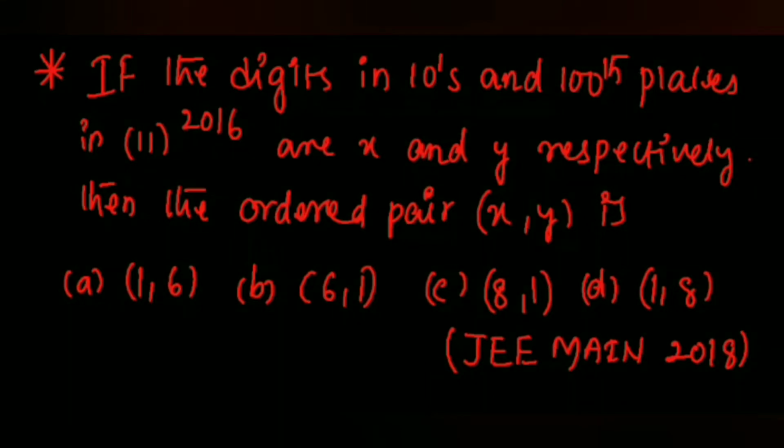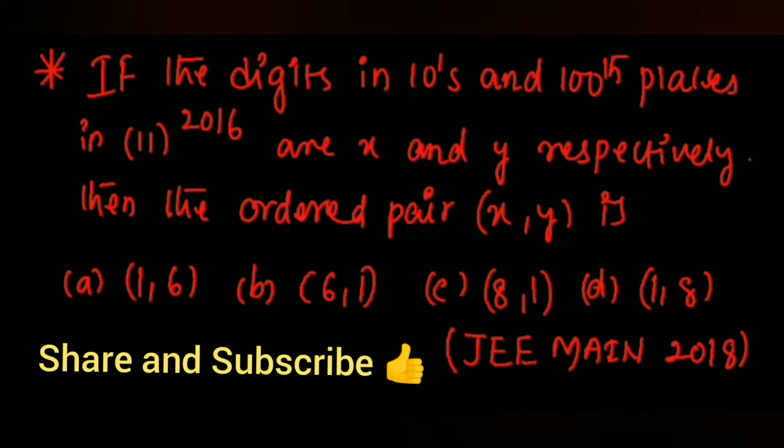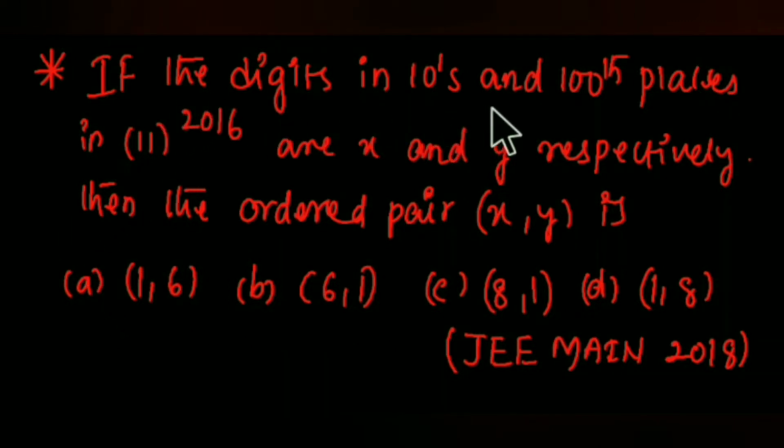Today we will see a continuation of the previous lecture. I have taken a different problem here. The digits in the tens and hundreds places in 11 to the power 2016 are x and y respectively. Then the ordered pair x, y is what?